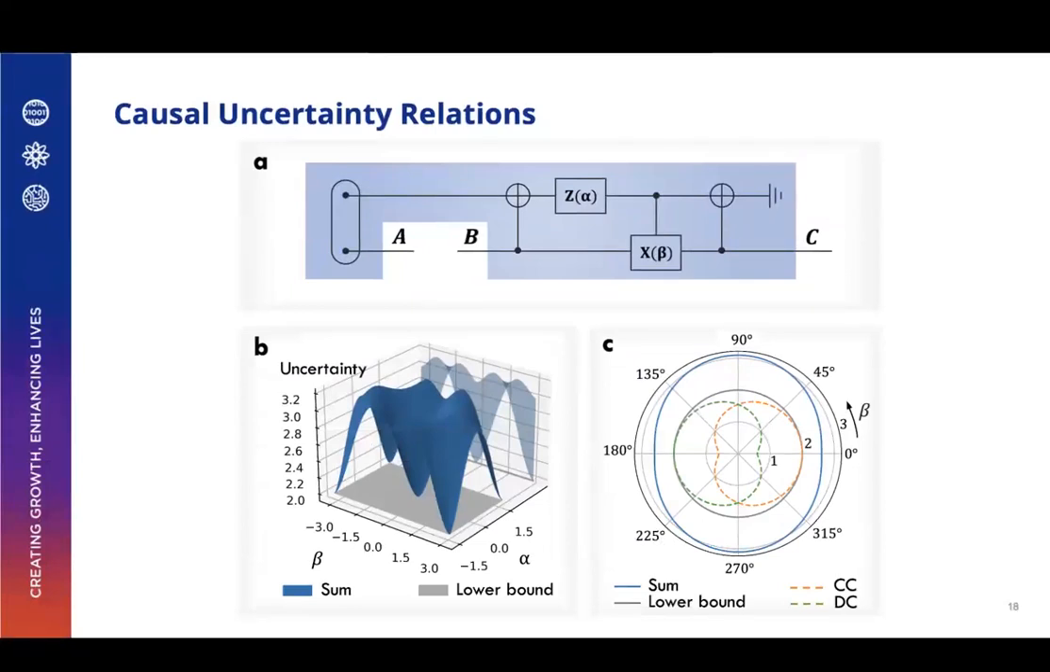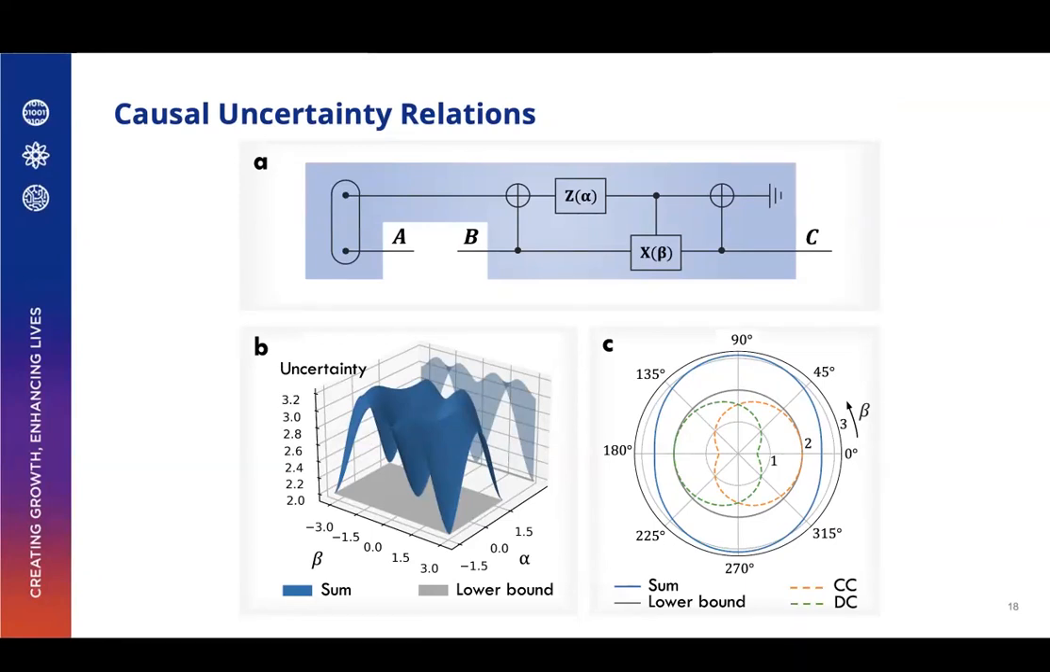For example, when we consider this kind of quantum dynamic, the initial state is a maximally entangled state, and this Z is a rotation along the Z direction, and this X is a rotation along the X direction. Now the uncertainty has been shown here. The blue curve is the uncertainty relation associated with two different interactive measurements, and the plane is the lower bound. Through this diagram, it is easy to see our bound is tight.